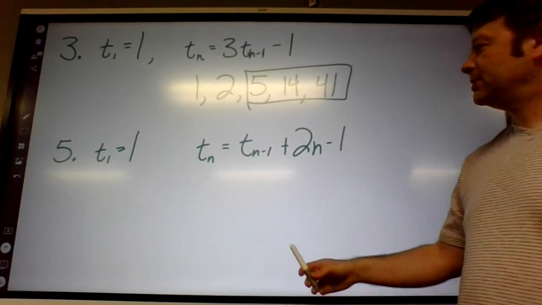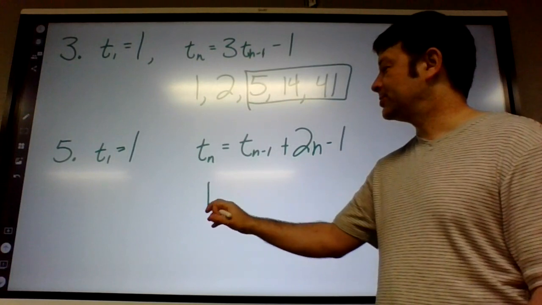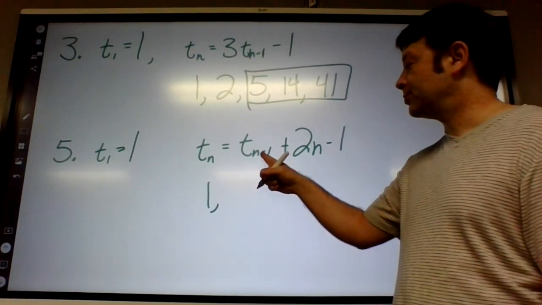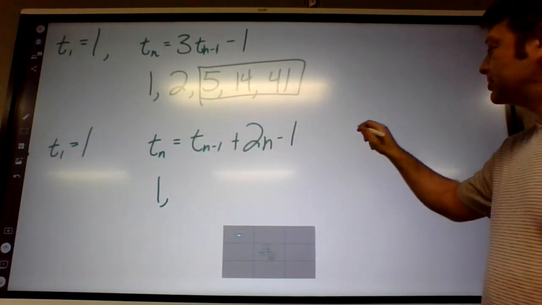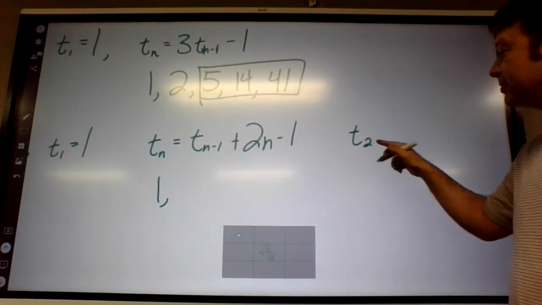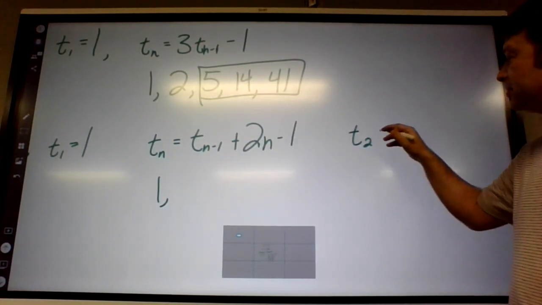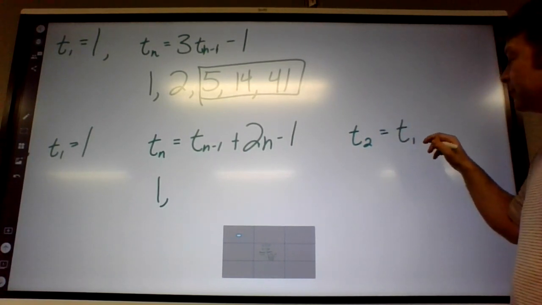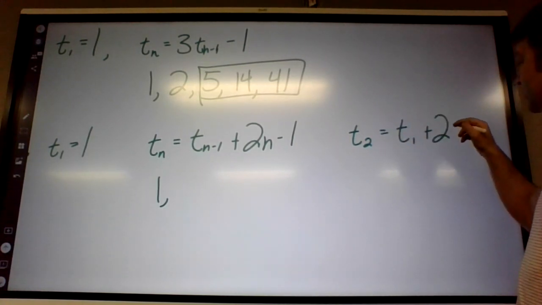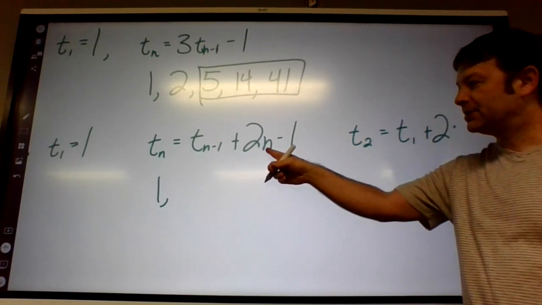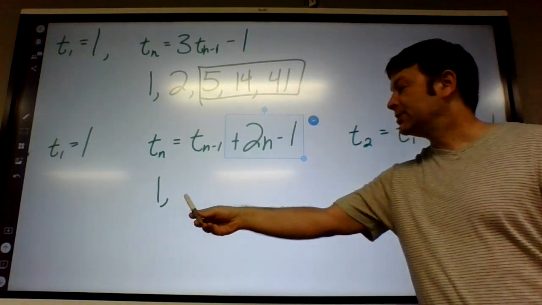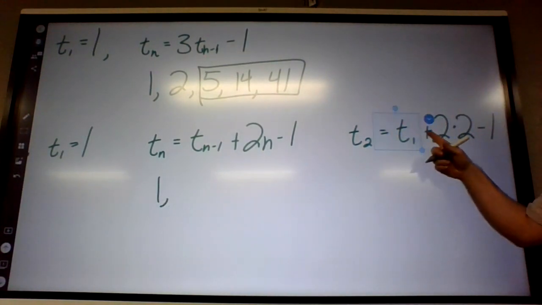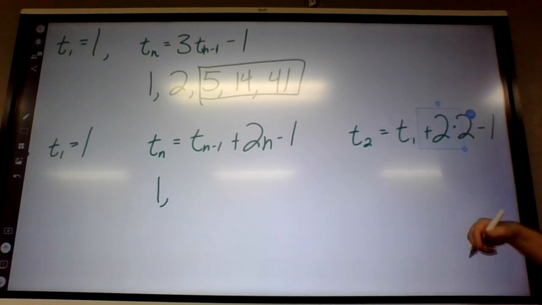Alright, so first term is 1, so the second term is 1. Okay, maybe I should write this one down. So we're on the second term, so n is 2. We're going to take the first term plus 2 times n, which in this case is 2, and then we're going to subtract 1. The first term is 1. So it's 1 plus 4 minus 1.